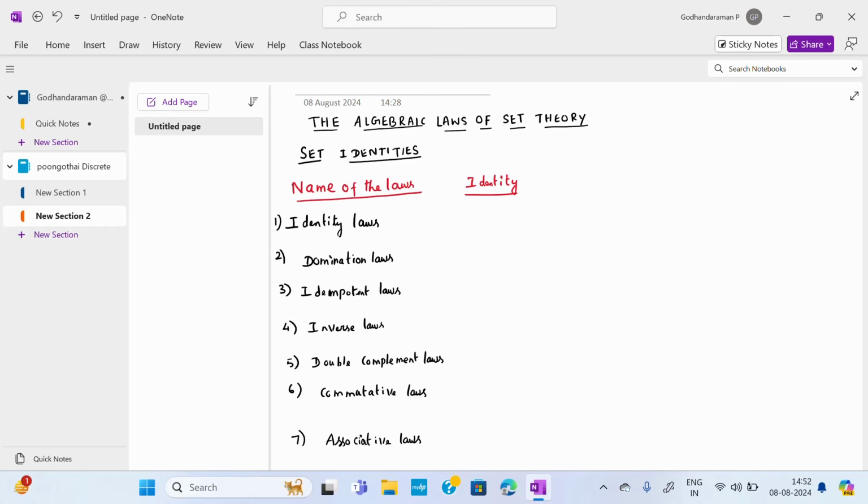Good morning to all. Today's topic is laws of probability. In this session, we are going to see how many laws we have and problems related to them.